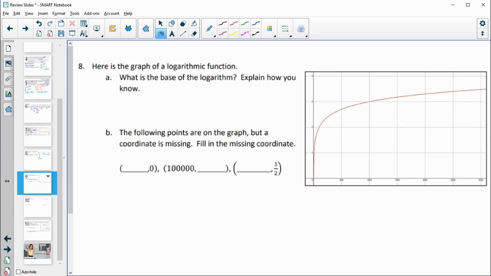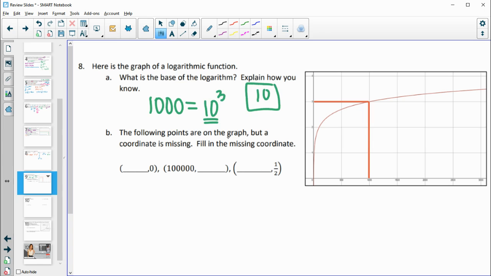Number 9, here's the graph of a logarithmic function. What is the base of the logarithm and how do you know? So you want to try and look for an ordered pair or like a crosshair where these are equal. And so I can see one right here. So I see that 3 is getting popped back out for 1,000. So then I know that I need 3 to be the exponent. Okay, and so what base would give me an exponent of 3 with 1,000? So 1,000 is equal to 10 to the third, so I know that 10 is the base.